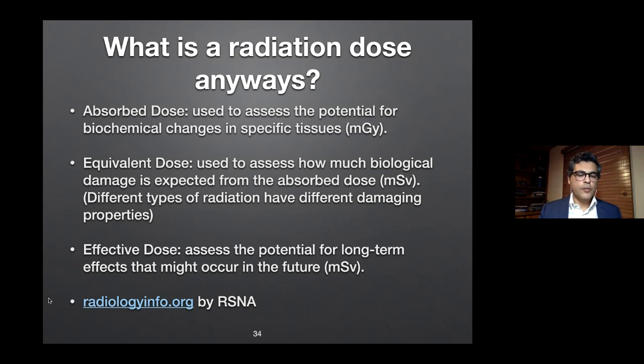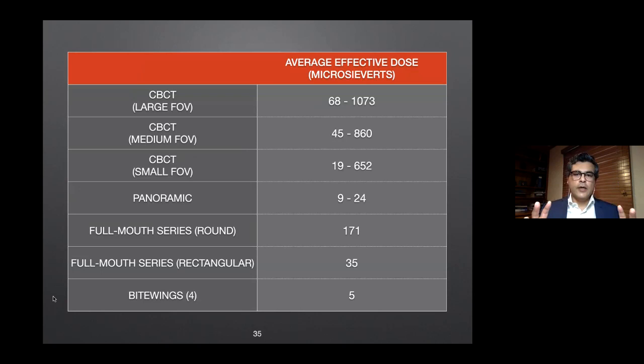So the effective dose is to be measured and accounted for and is calculated in millisievert. The dental doses, even with cone beam CT, are much smaller, so they are measured in microsievert. So that is something to keep in mind. I've thrown a lot of numbers and a lot of information at you, so I've summarized that in this one slide.